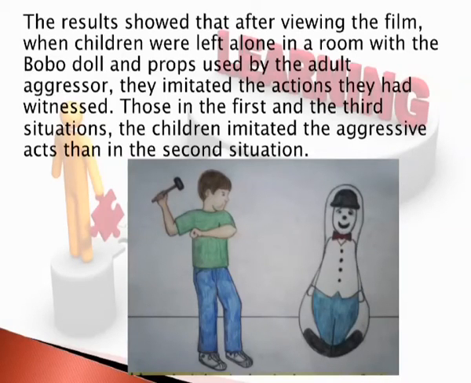The results showed that after viewing the film, when children were left alone in a room with the Bobo doll and props used by the adult aggressor, they imitated the actions they had witnessed. Those in the first and the third situations imitated more aggressive acts than in the second situation.